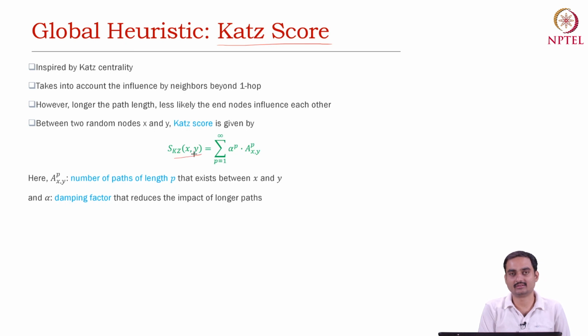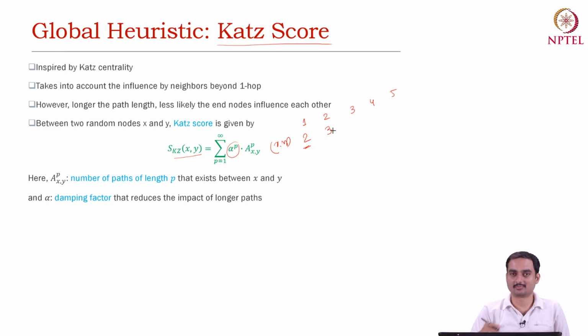The Katz score between x and y, forget about this part, is the number of paths of length p. We take all possible paths of all possible lengths. Say you have length 1, length 2, length 3, length 4, length 5, and between x and y there are 2 paths of length 1, 3 paths of length 2. Remember, there can be multiple shortest paths between a pair of nodes. So you have 2 shortest paths of length 1.